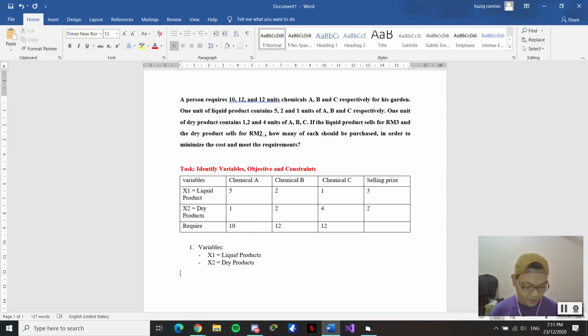So in order to find the minimum, we have to find the maximum value. I'm just going to put number 2 here because the variables was question number 1. And then the second question says objective, so I'm going to put number 2 over here. It says objective.